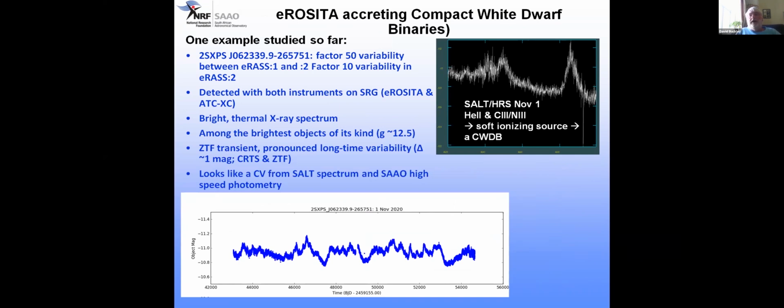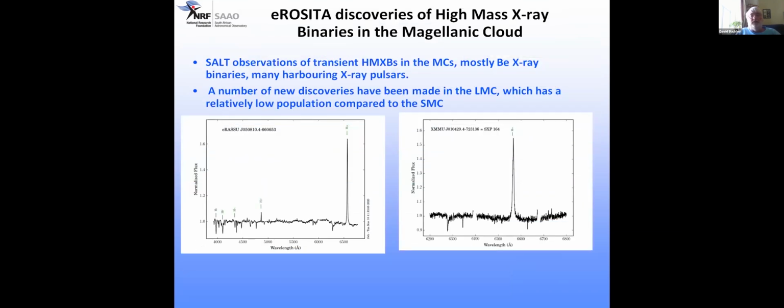This is another eROSITA source, which was discovered to be a majorly bright object at 12.5 magnitude, previously unknown. It looks very like, well, it is a cataclysmic variable, we're quite sure of it, but there are some indications that it might be magnetic. And we've been doing a lot of follow-up, even with the smaller telescopes, on this particular system.